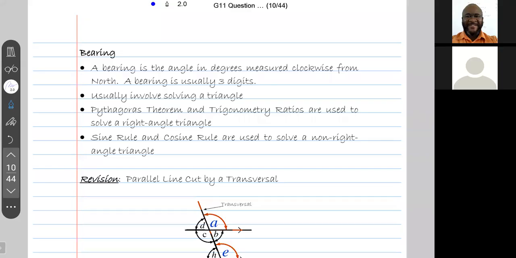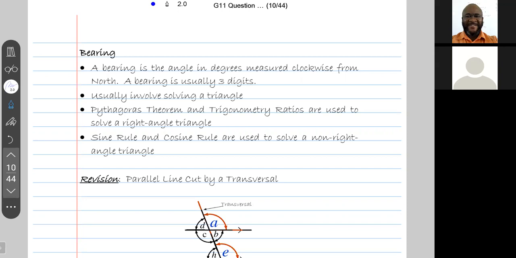All right, so the next topic we're going to start is bearing. A bearing is the angle in degrees measured clockwise from north. In other words, bearing is basically used to give direction, and you give direction based on where something is clockwise from north.